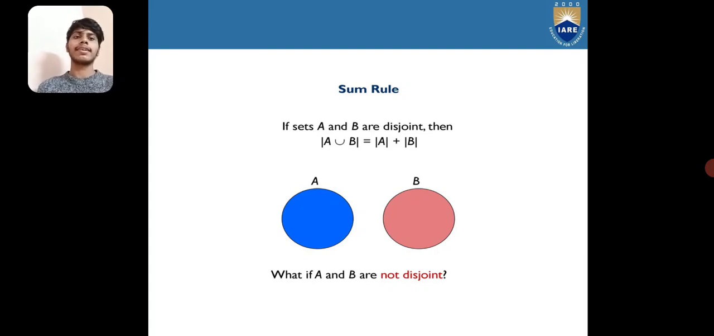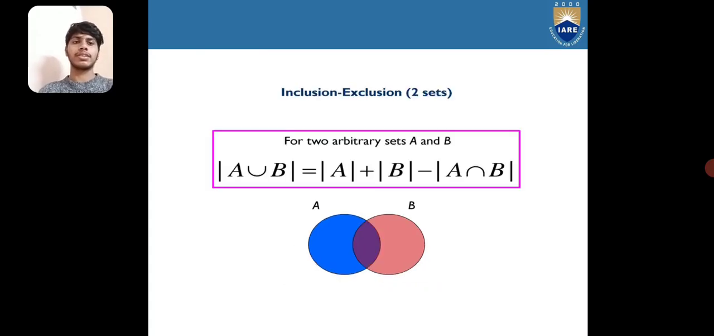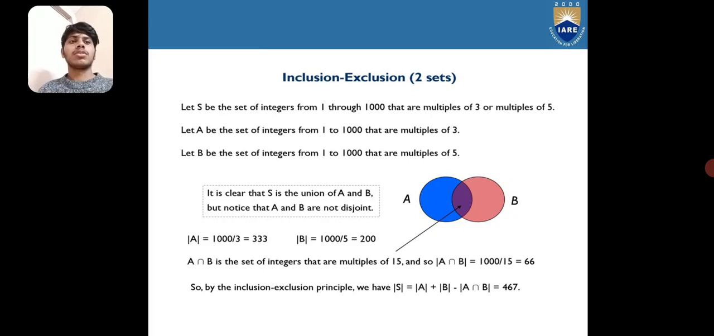If set A and set B are disjoint, then |A ∪ B| is equal to |A| + |B|. But what if A and B are not disjoint? So the inclusion exclusion principle for two sets: |A ∪ B| is equal to |A| + |B| minus |A ∩ B| for two arbitrary sets A and B.